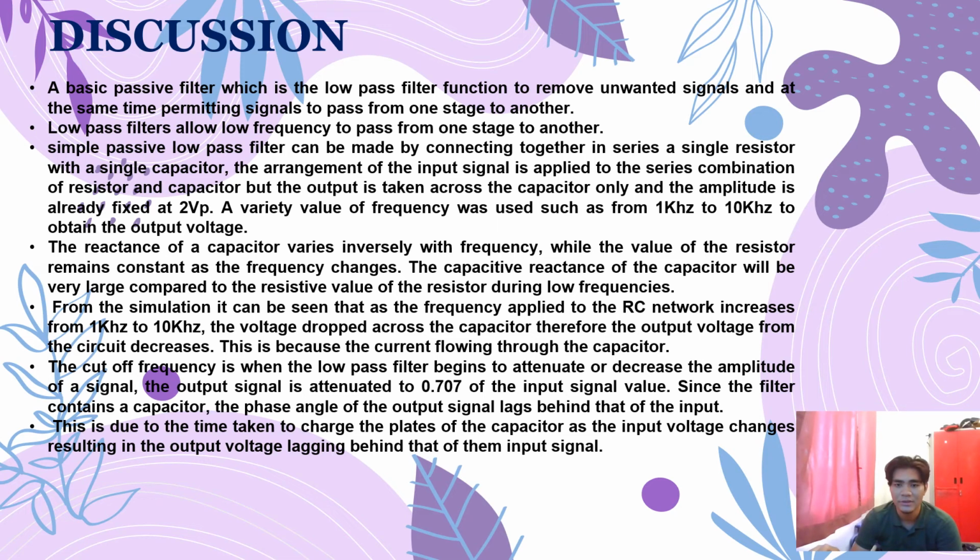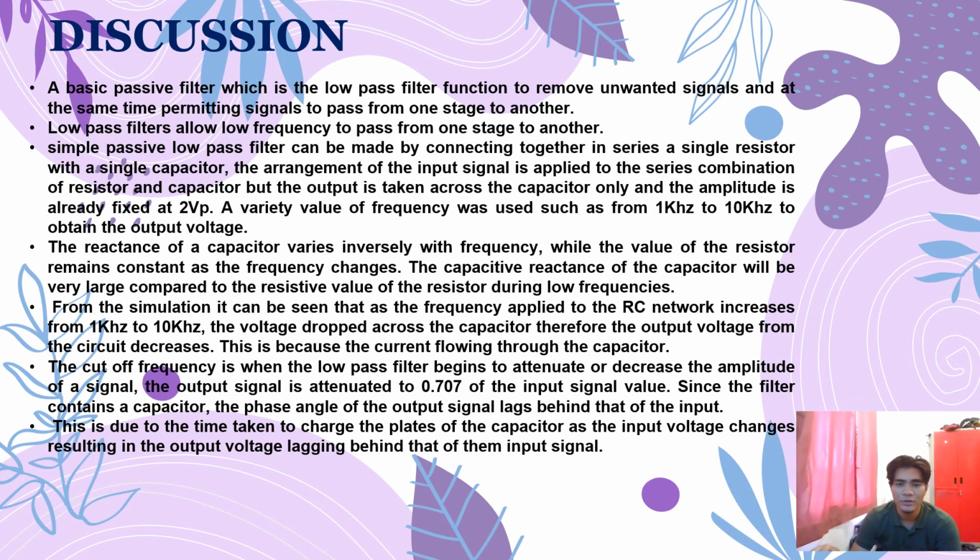The reactance of the capacitor will be very large compared to the resistive value of the resistor during low frequency. From this simulation, it can be seen that as the frequency applied to the RC network increased from 1 kHz to 10 kHz, the voltage drop across the capacitor, and therefore the output voltage from the circuit, decreased. This is because of the current flowing through the capacitor.